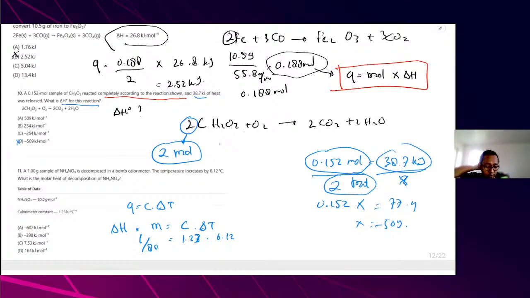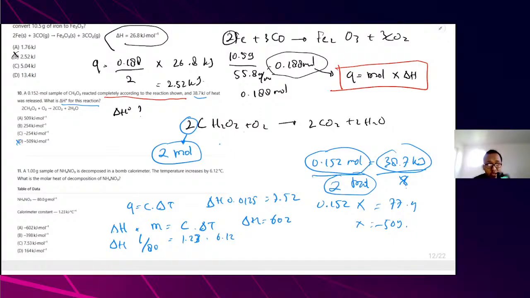Okay, let's take a look at this one first. Yeah, the question is about delta H, right? I just want to make sure this one is correct. 1 divided by 80, so 0.0125. And then 1.23 times 6.12 is 7.52, divided by 0.0125. So delta H will be 602.